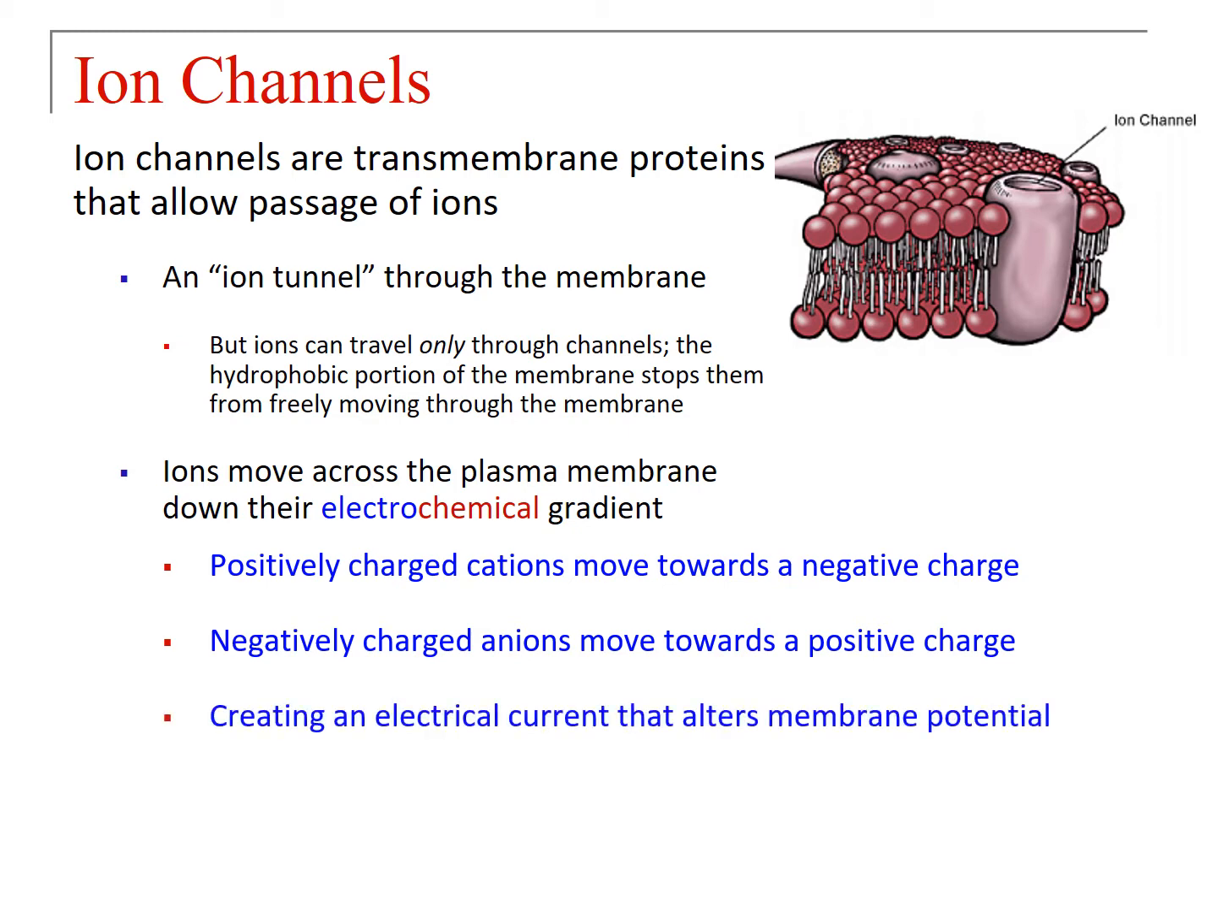Now, when this movement happens, when ions do move down their electrical gradient, they'll create an electrical current, and this will alter membrane potential. So basically, if the inside of the membrane is negative 70 compared to the outside, and a lot of cations move in, you're going to have a lot of positive charges moving into the cell. That's going to raise the charge within the cell. Okay, now on a chemical basis, these are still chemicals that are moving from an area of high to low concentration.